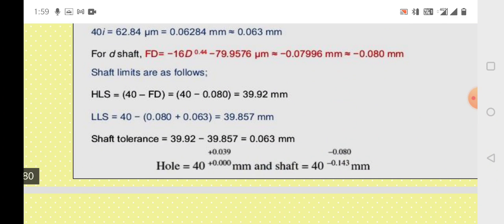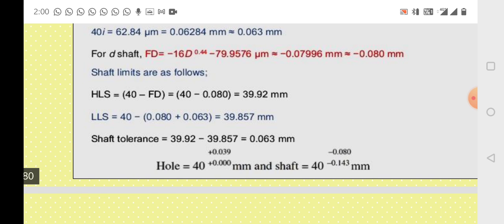So shaft limits are as follows. The higher limit is 40 minus FD, because it is below basic line. तो वरचा जो त्या डीचा जो रेक्टँगल आहे लाल कलरचा, त्याची वरची जी लाईन आहे आडवी, ती किती खाली असेल बेसिक साईजच्या, ती एफ डीने खाली असेल. म्हणजे बेसिक साईज मायनस एफ डी. So 40 minus 0.80, that is 39.92. So this is maximum limit of shaft.